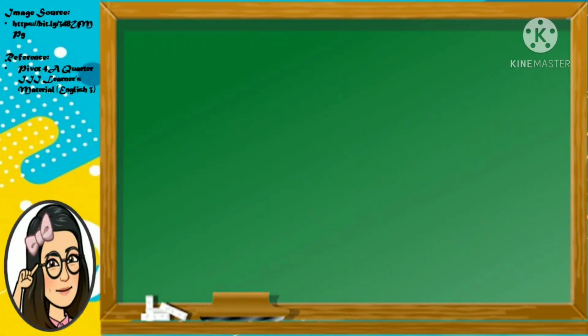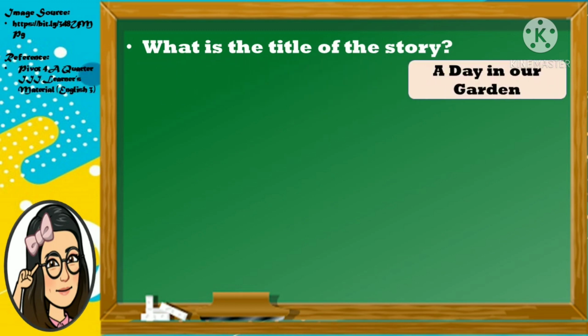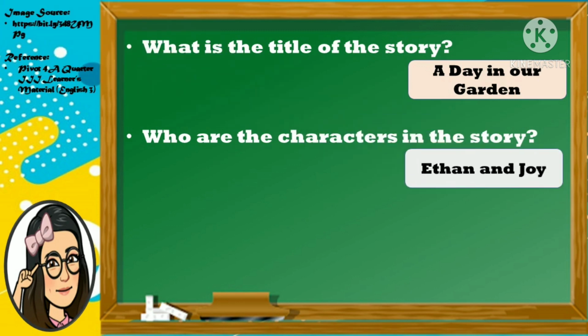Now let us try to answer the following questions. First, what is the title of the story? Excellent! The title of the story is A Day in Our Garden. Second, who are the characters in the story? Good job! The characters of the story are Ethan and Joy.